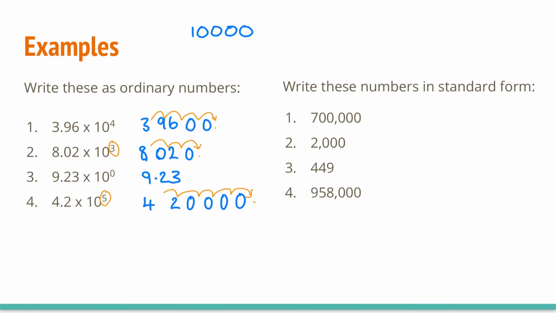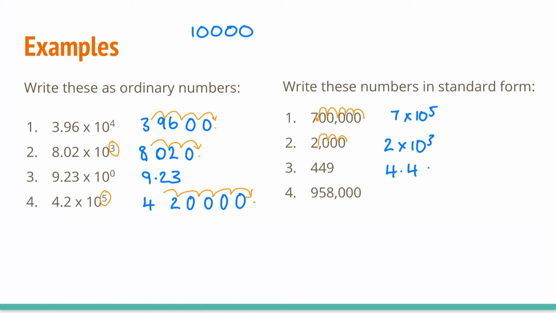If I'm writing them in standard form from an ordinary number, then I need to write down the number between 1 and 10. So I'm taking the first digits, so just 7 in this case, and then I'm working out how many times I've moved the decimal place. At the moment it's here, so 1, 2, 3, 4, 5. So it's times 10 to the power of 5. The next one is 2 times 10 to the power of, and I've moved my decimal place 1, 2, 3. So it would be times 10 to the 3.